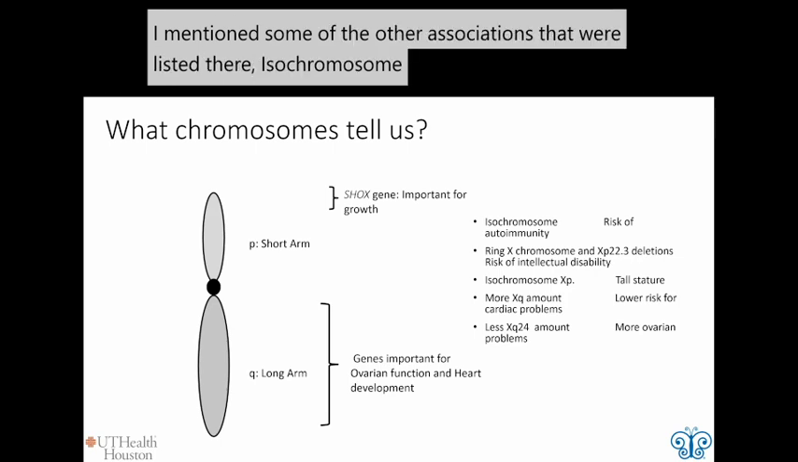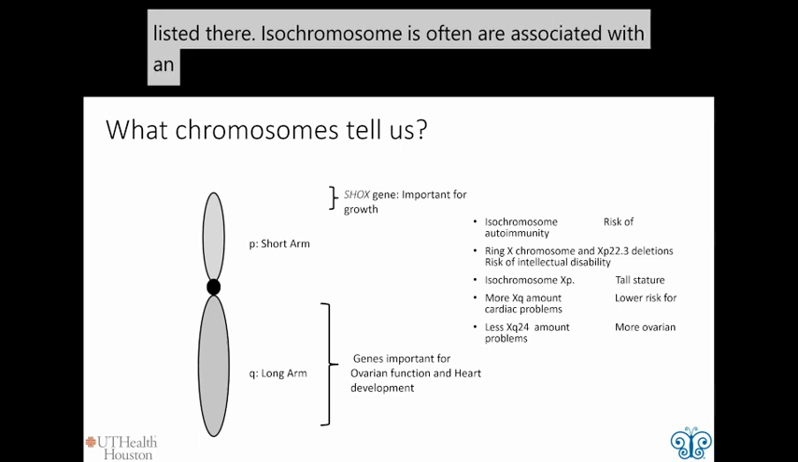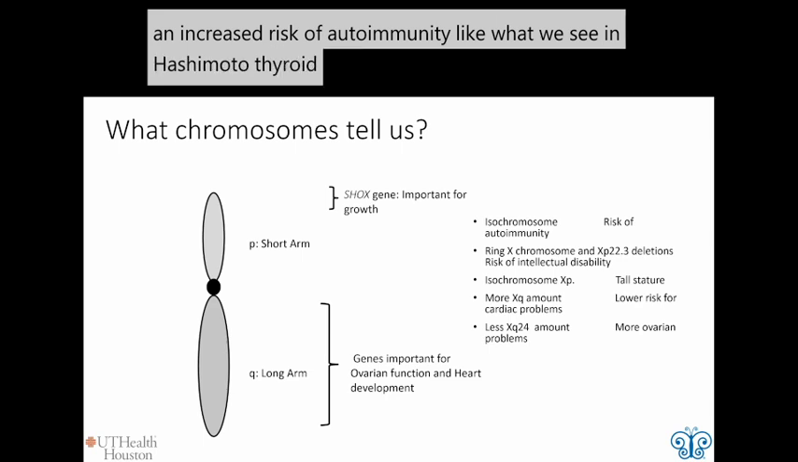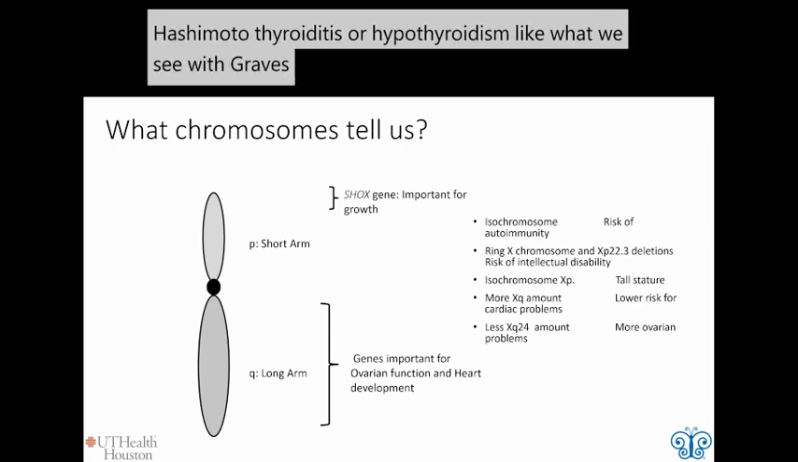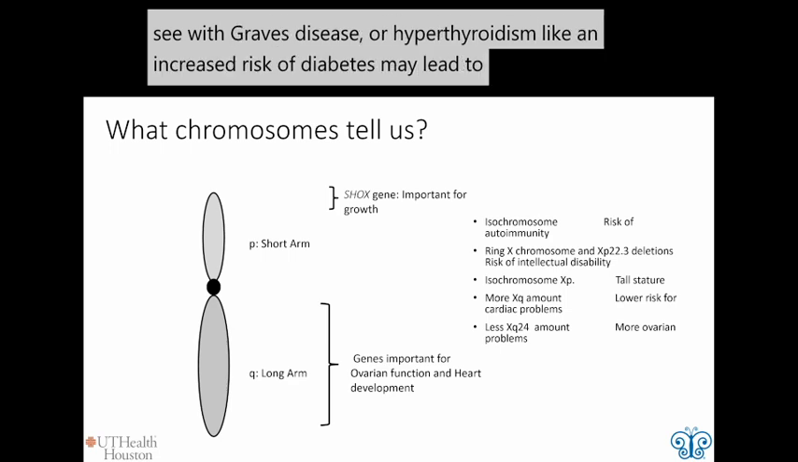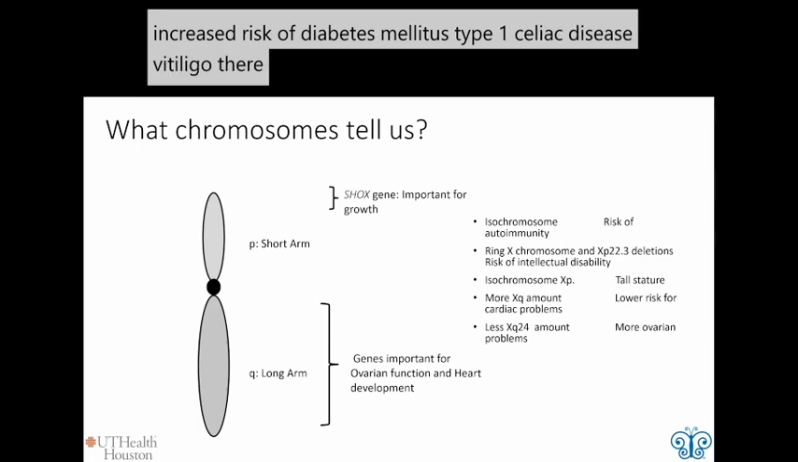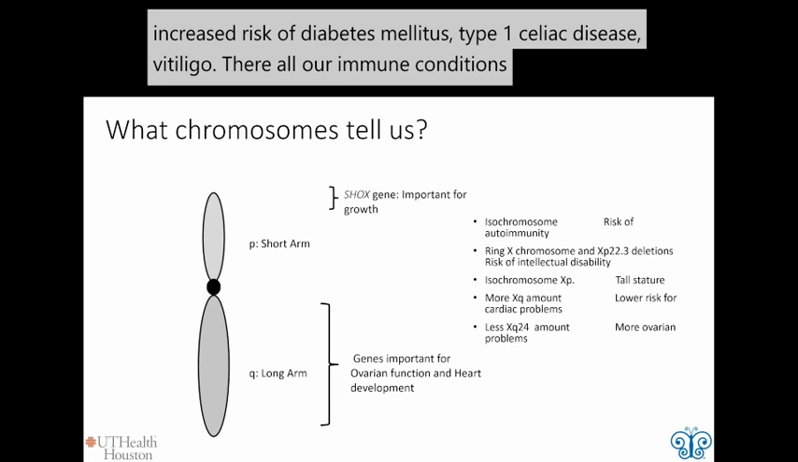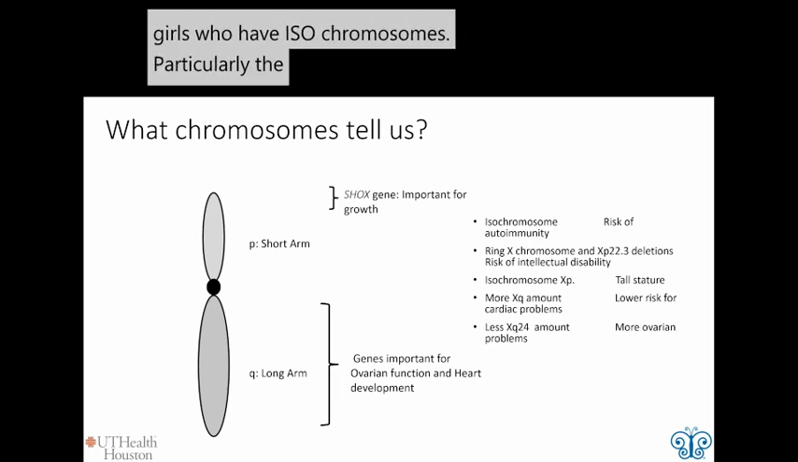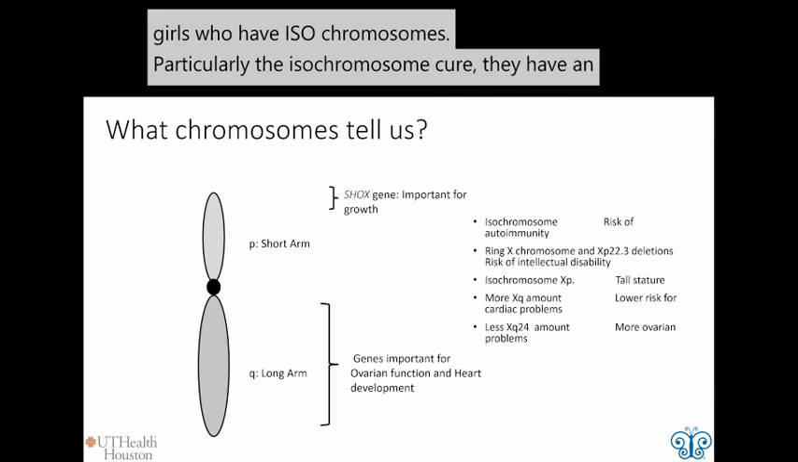Isochromosomes often are associated with an increased risk of autoimmunity, like what we see in Hashimoto thyroiditis or hypothyroidism, like what we see with Graves' disease or hyperthyroidism, like an increased risk of diabetes mellitus type 1, celiac disease, vitiligo. They're all autoimmune conditions, and girls who have isochromosomes, particularly the isochromosome Q, have an increased risk of autoimmunity.